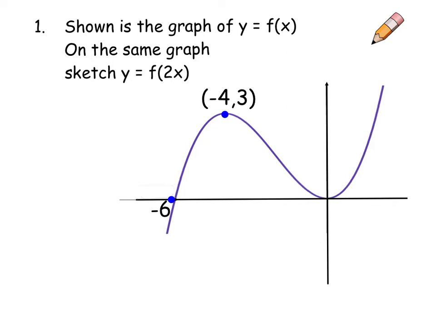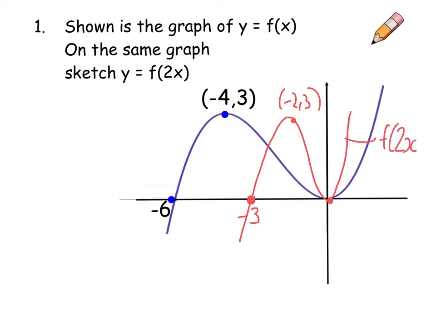So I'm going to move the 6. So the minus 6 halved would be 3. So that would be at minus 3. The negative 4, 3 would now be at negative 2, 3. This turning point is 0, 0 is still going to be the exact same, okay? So what I've got now is I have this shape here. So it has halved in width. So that is the graph of f of 2x, alright?